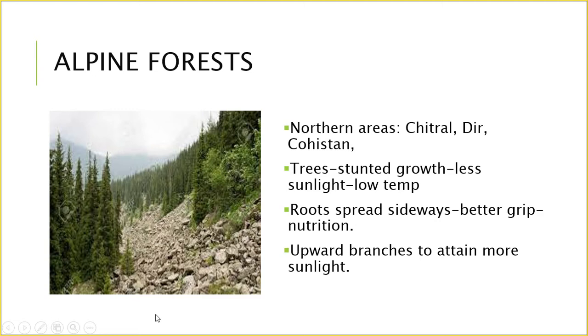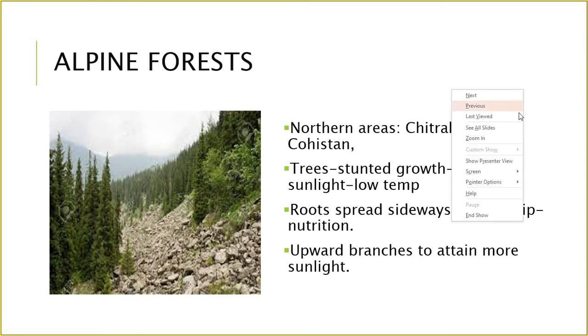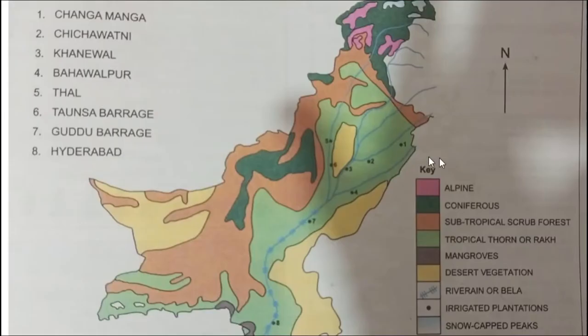Okay. Now let's look at where these alpine forests are situated in Pakistan. Now let us look at this map. This is also there in your textbook. If this is unclear, you can refer to your textbook. Look at this pink color here in the key. It shows alpine forests. So this is the location of alpine forests in Pakistan.